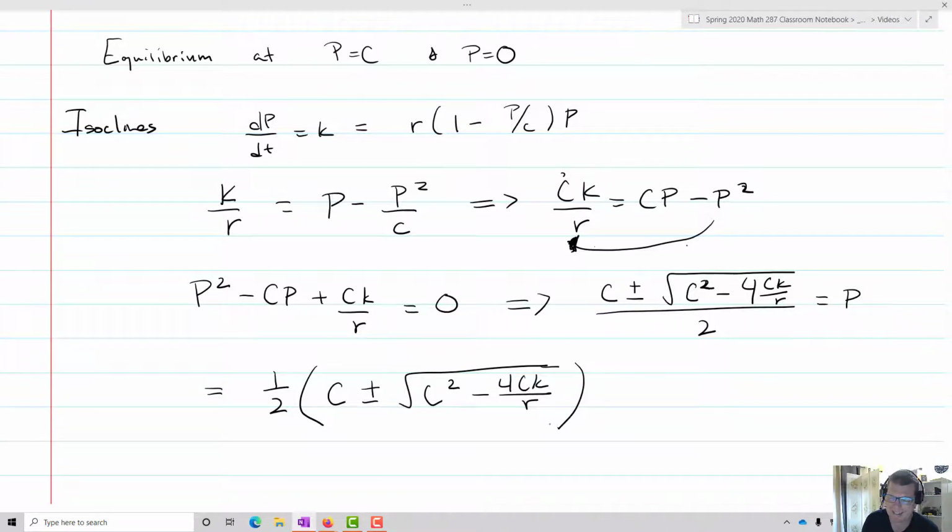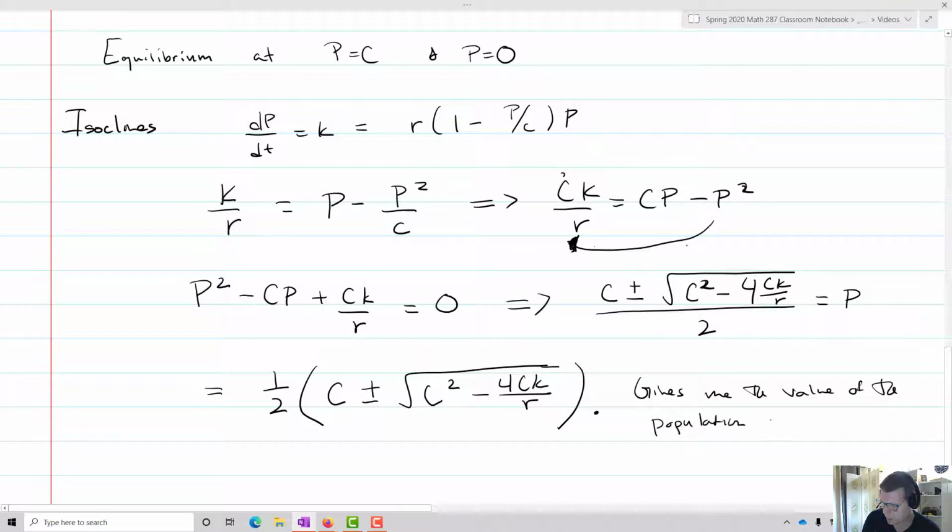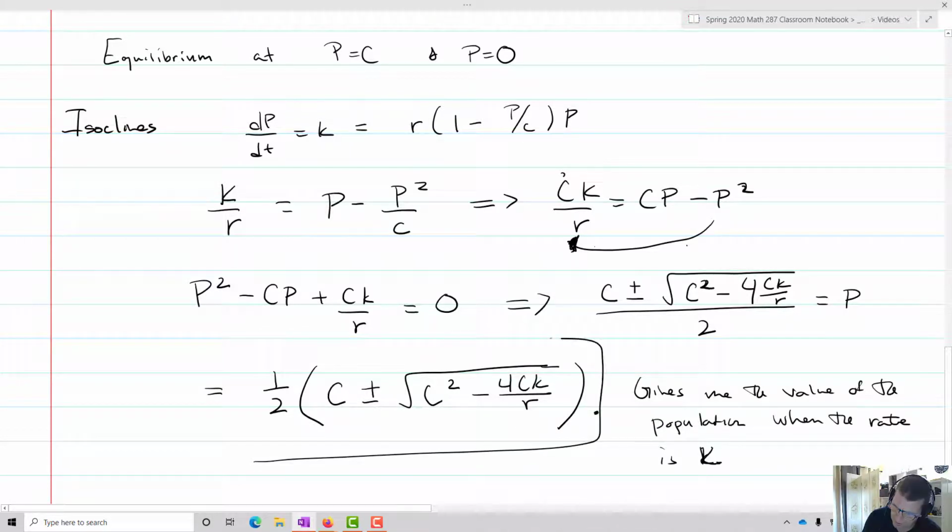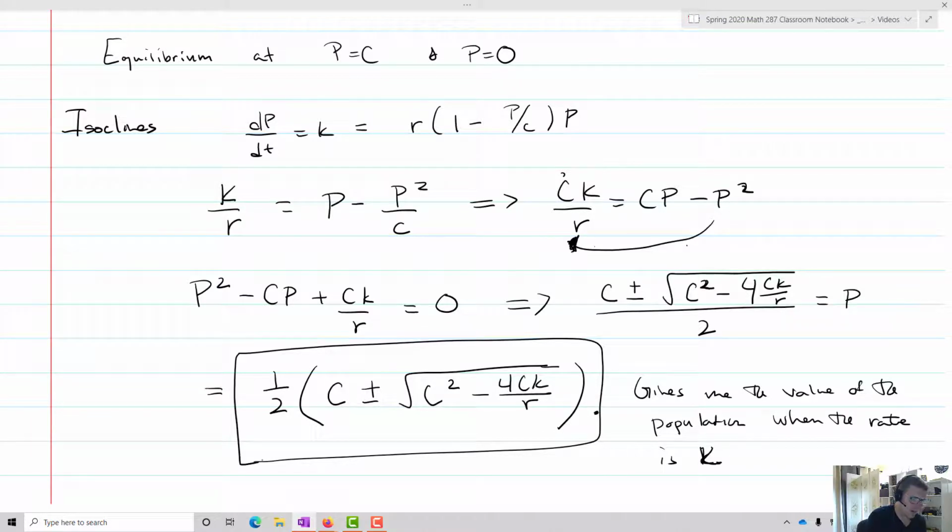So you can kind of see that that's basically that process. There's some tough algebra. This gives me the value of the population when the rate is k. It's not the kind of thing you have to memorize. In fact, it would be the kind of thing that I would actually give you on an exam. But you can actually see where these values for the isoclines come from. So now we've got equilibrium solutions, we've got our isoclines. Now, let's ask ourselves about the changes in concavity.